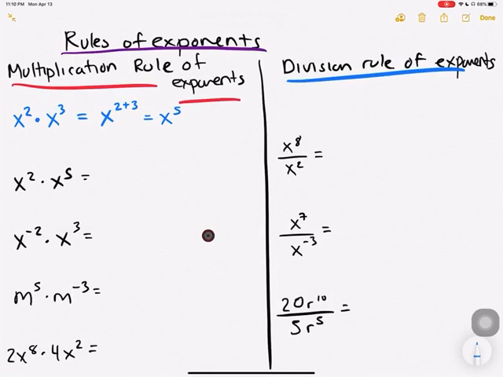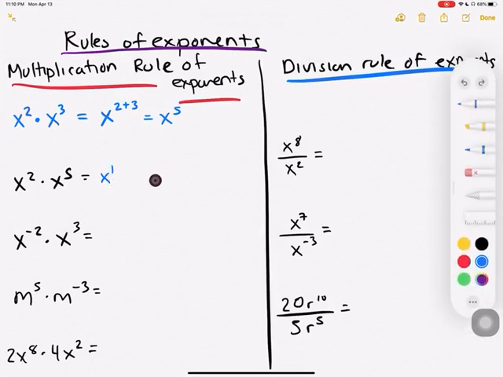The most common mistake is that because that's a multiplication, people will multiply 2 times 5. This is going to be wrong. That's not the correct answer. The rule of multiplication says I keep the base. They're both x's, so I'm going to keep the x. And then I have to add the exponents. So when you multiply two variables, you add the exponents. The result is x to the power of 2 plus 5, which is x to the power of 7.